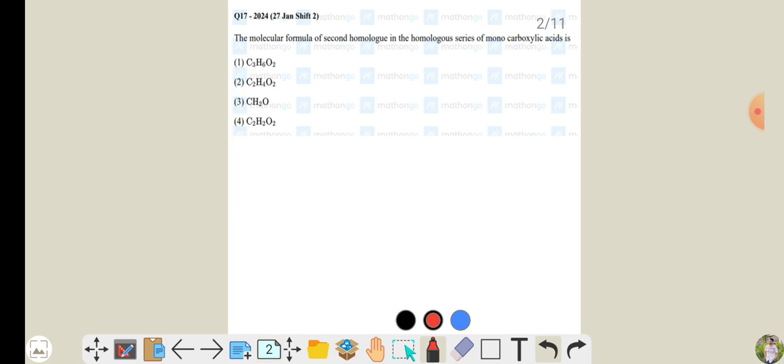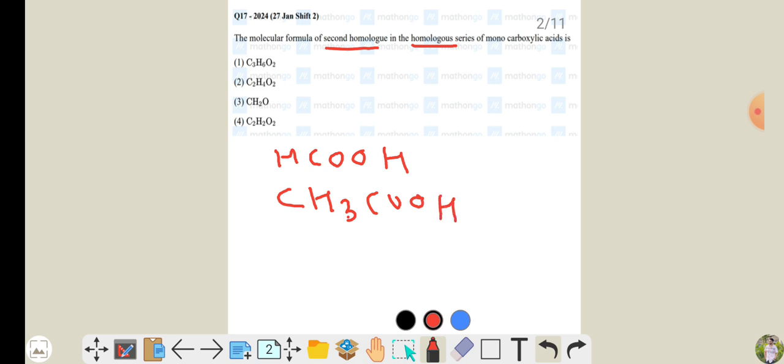Read the next question. What they are asking here: the molecular formula of the second homologue of the series of monocarboxylic acids. You must first know the meaning of homologue. If you don't know, you can write it out. The first member of carboxylic acids is HCOOH. The second member they are asking, the second homologue, if I have to write it, obviously this one, CH3COOH. So this is your second homologue.